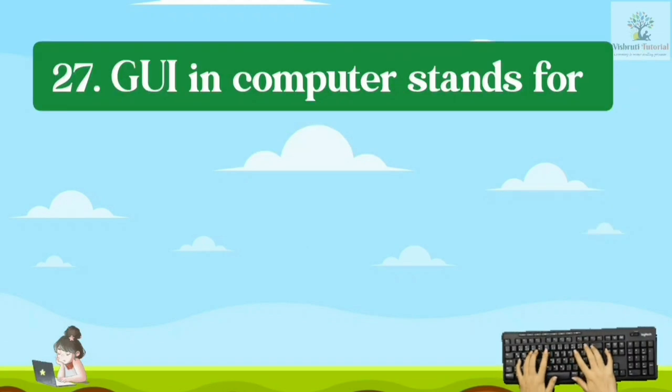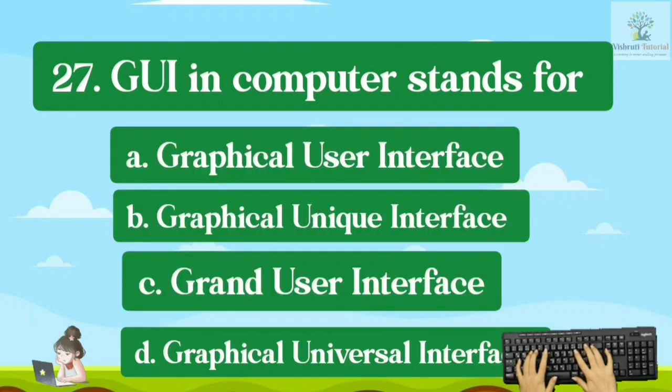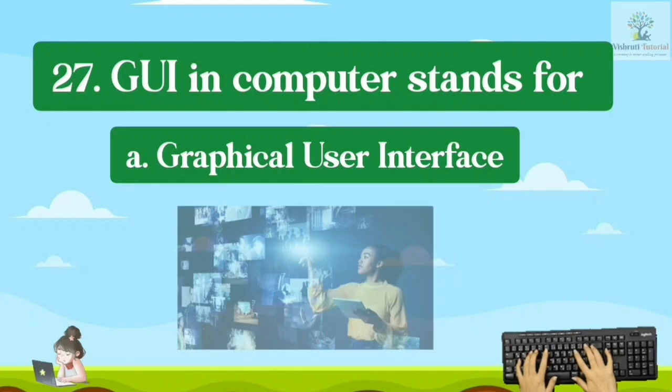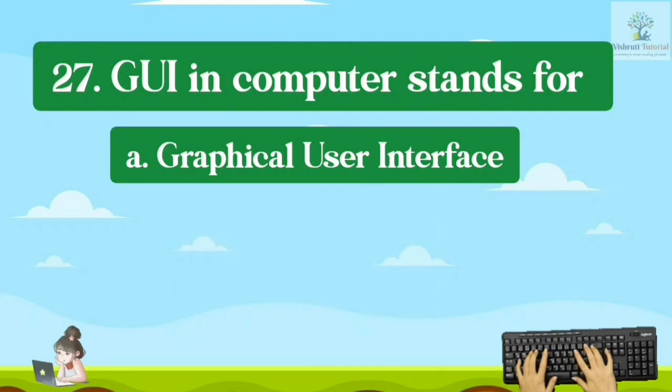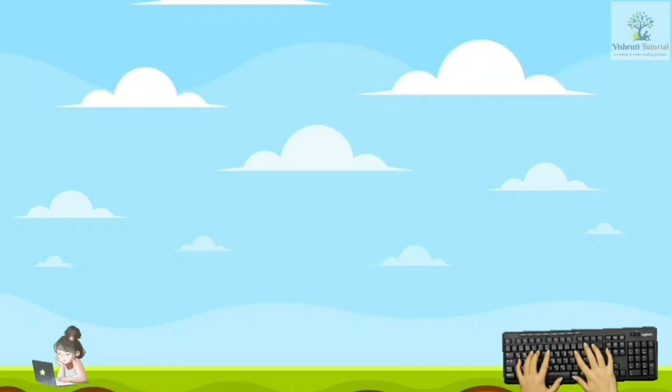Question number 27. GUI in computers stands for dash. Options: A. Graphical user interface, B. Graphical unique interface, C. Grand user interface, D. Graphical universal interface. And the correct answer is A. Graphical user interface. GUI in computers stands for graphical user interface.